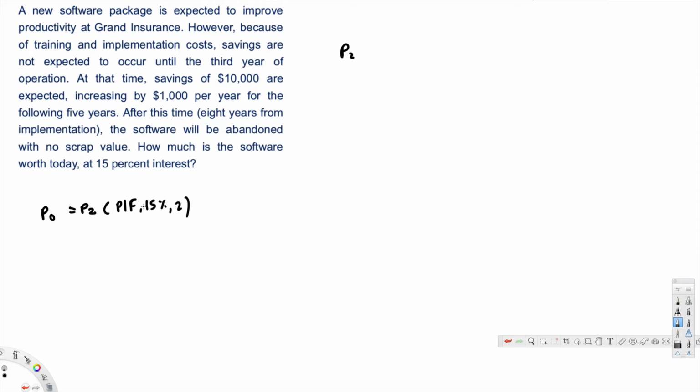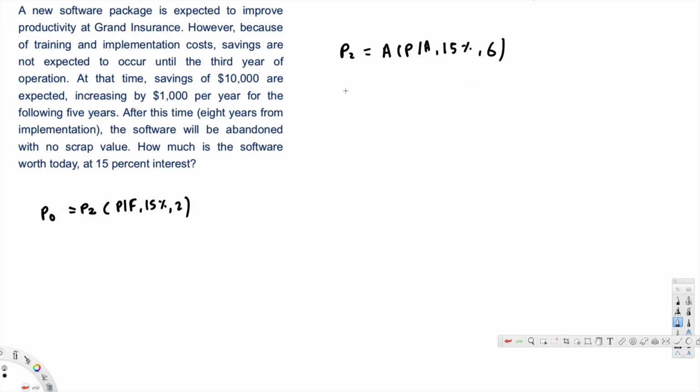So first we have to find out P2. To find out P2, first we have to find out what A is, because P2 is basically A times the percentage. Not A over G, it's actually A times P over A, because it's present. So P over A, the percentage of interest is 15%, and total is 6 years. Okay, so 6 right here.